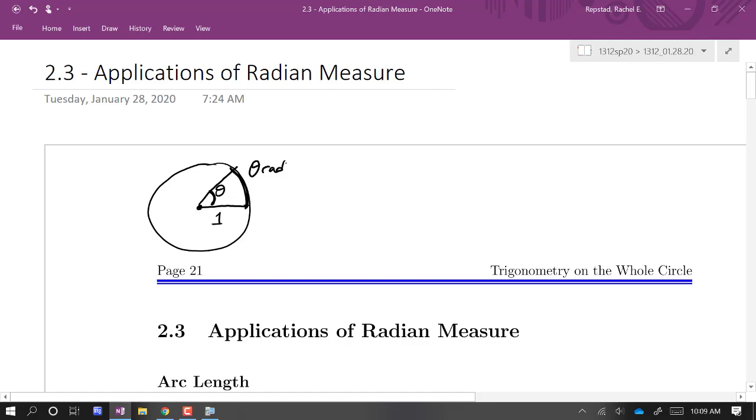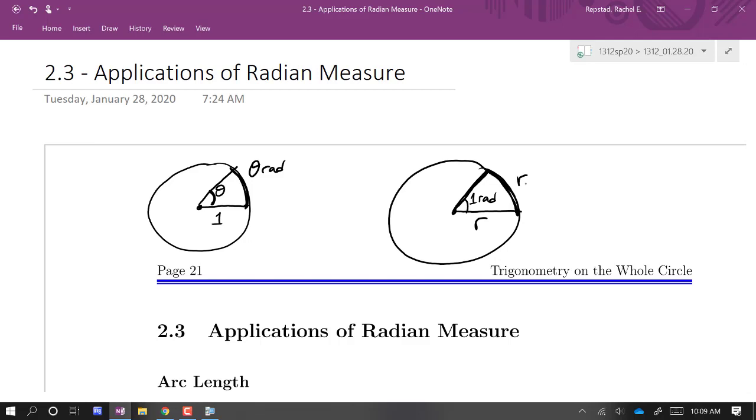If I don't fix the radius, so the radius could be anything, we'll call it r, then if I cut out 1 radian, if I measure an angle of 1 radian, that's the same thing as cutting out an arc length equal to the radius. Or another way to think of that is you have a fixed radius r, right? We'll take whatever that length is, measure it up the circle to cut out an arc. That will define 1 radian. So a radius and radian, they have the same kind of root word.